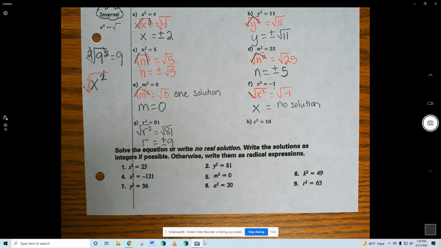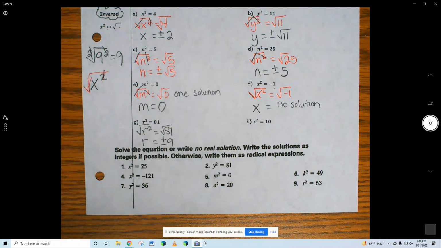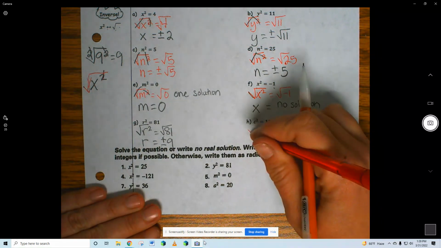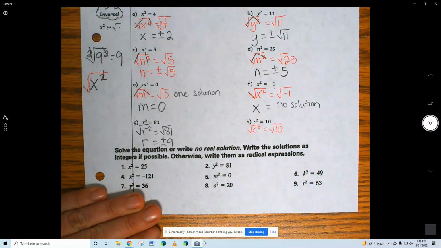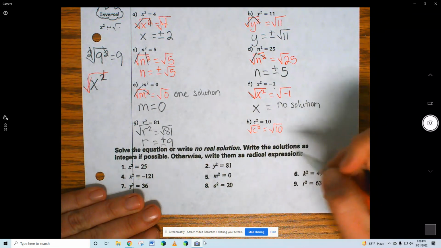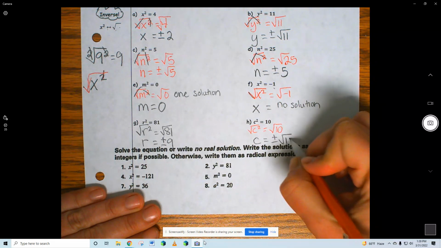You think this is easy? It's simple, and we're just going to go slow, and then tomorrow I'm going to put a number in front of the variable. And then the next day we'll add something else. Taking it slow so that you guys are going to be super successful. Square root both sides. C equals plus or minus rad 10.